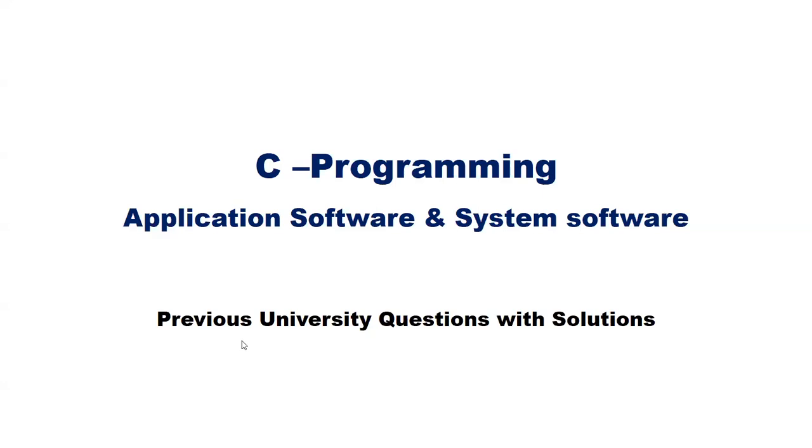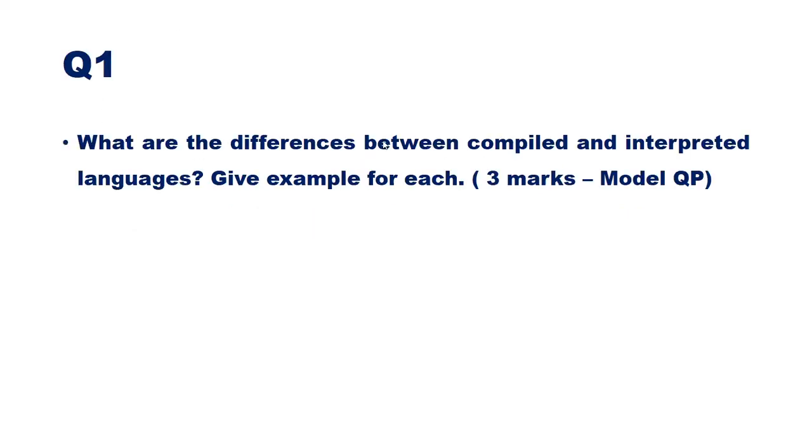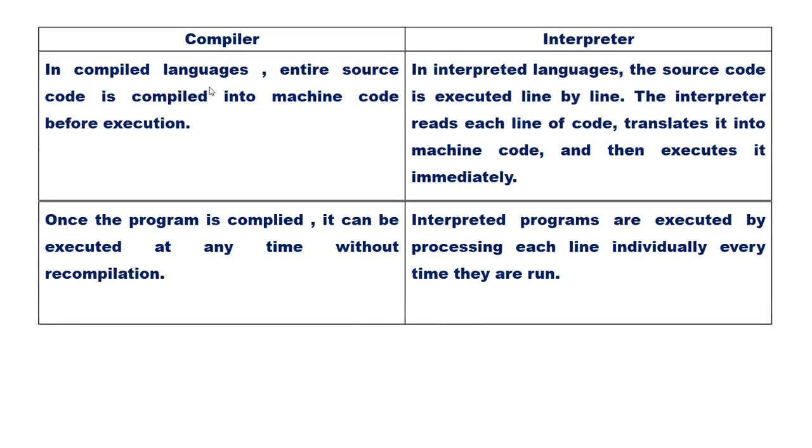In this video, let us see some important questions on application software and system software from Module 1 of C programming. Question number 1. What are the differences between compiled and interpreted languages? Give example for each. In compiled language, entire source code is compiled into machine code before execution.